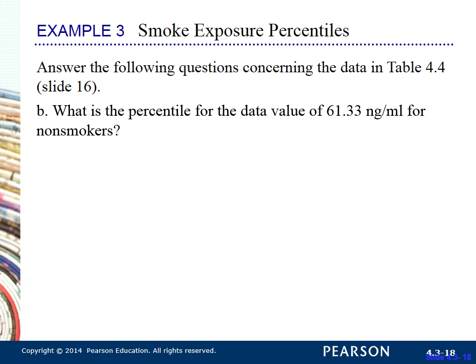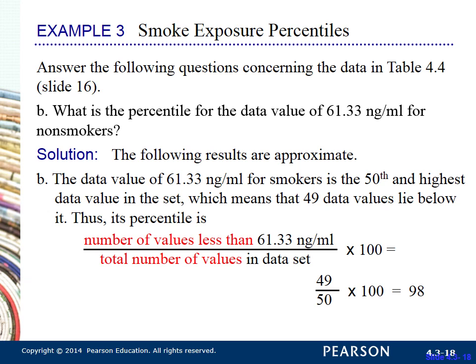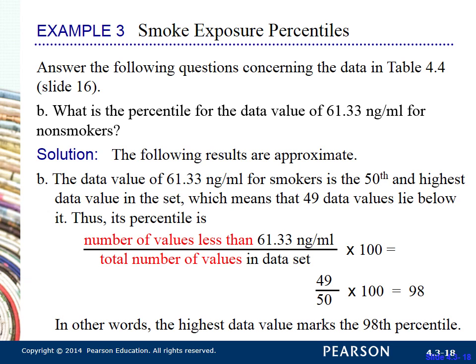What is the percentile for a data value of 61.33 for the non-smokers? So you'd go back to the table, look up that number, and you would find that it was the 50th. It was the highest. So I have to do the number less than that, which would be 49 divided by my 50. So that data value of 61.33 marks the 98th percentile. That means you have more than 98% of the other people.